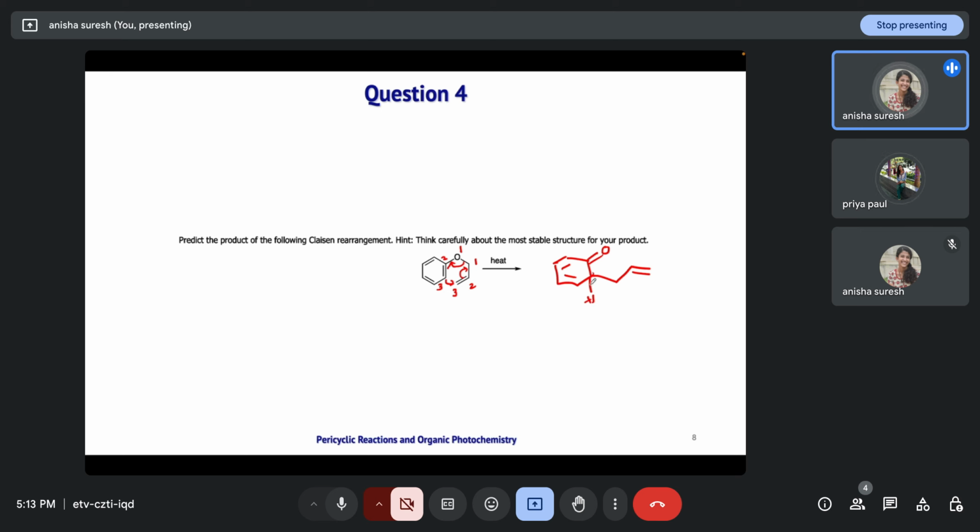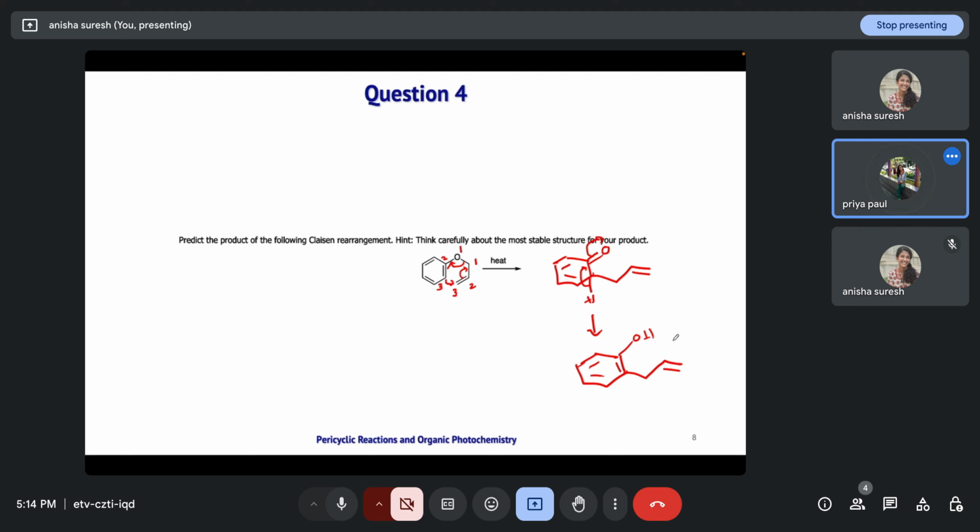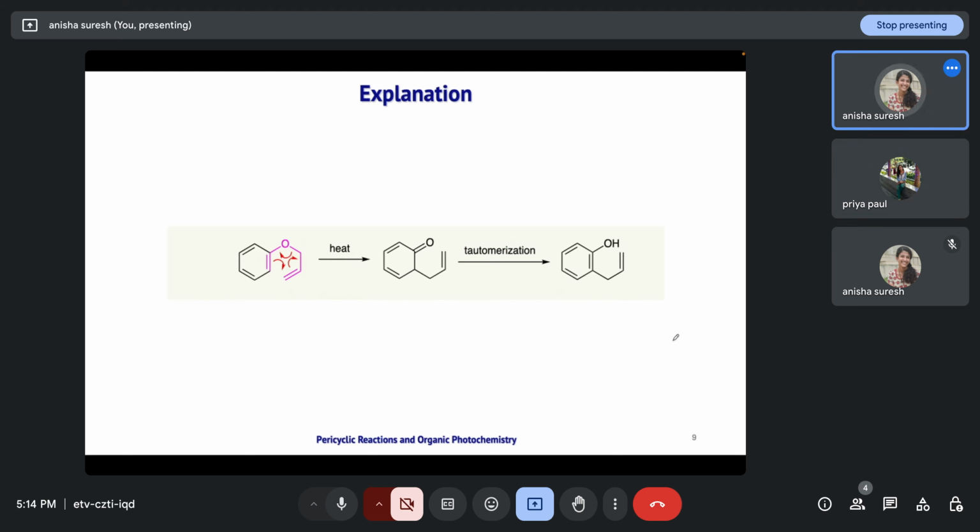So this proton will be lost, and it will result in the formation of OH. A tautomerism will be taking place here. Keto-enol tautomerism will be taking place, resulting in the formation of this as the final product. Okay.